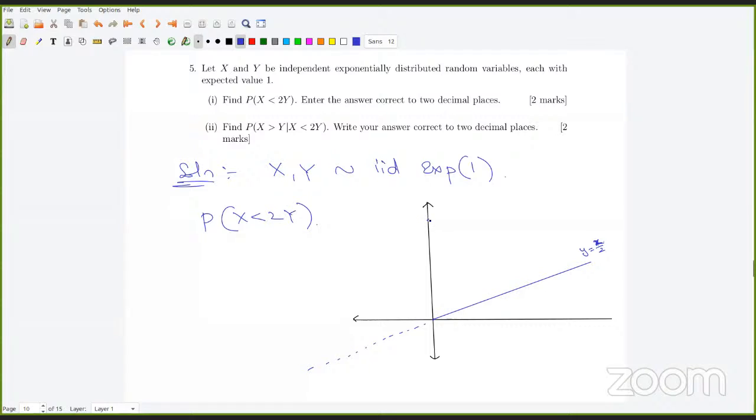Let's say 0 comma 10. Check the correctness of this. The X value is 0 and the Y value is 10. So is 0 less than 20? Yes. So even if you take any point, every point satisfies the same inequality. You choose any point which is above the line Y equals X by 2, and it will satisfy X less than 2Y. So this particular region.